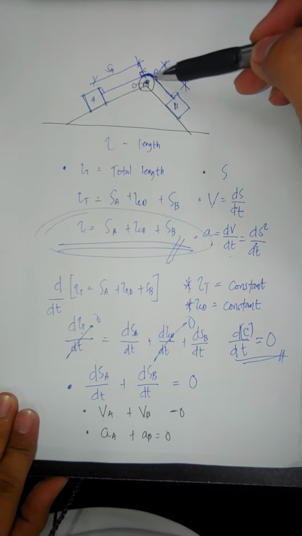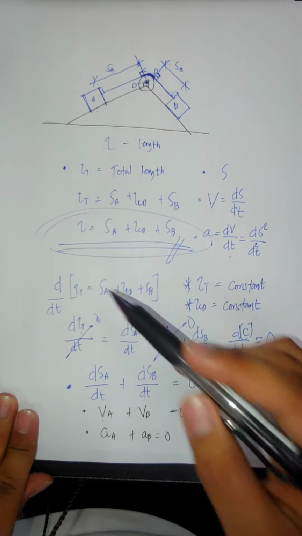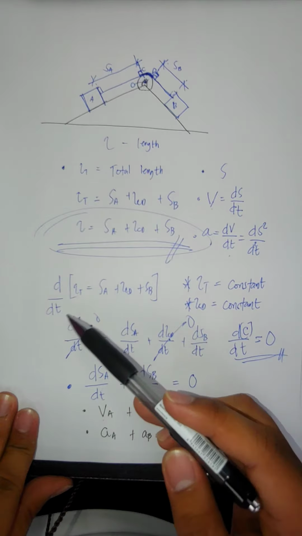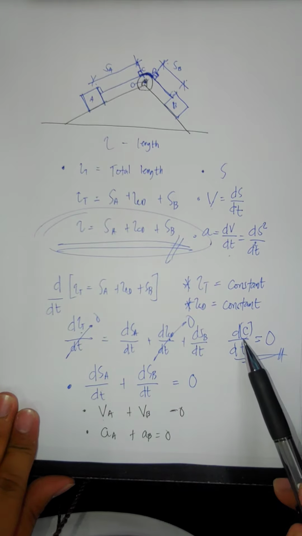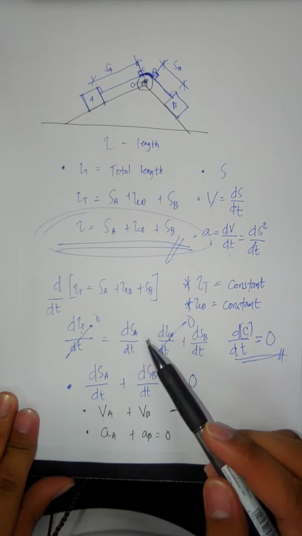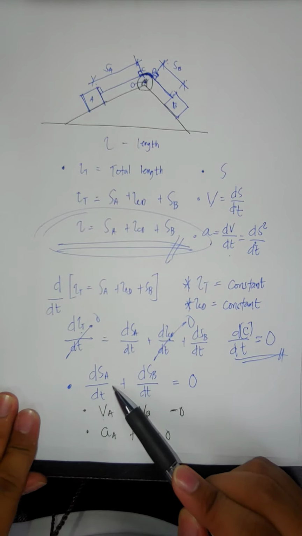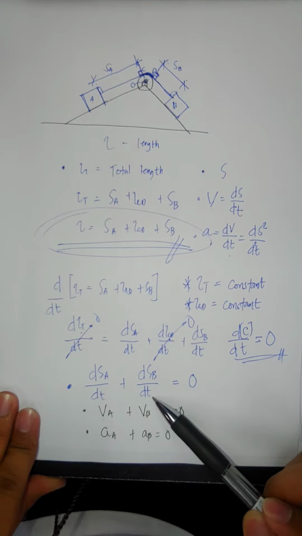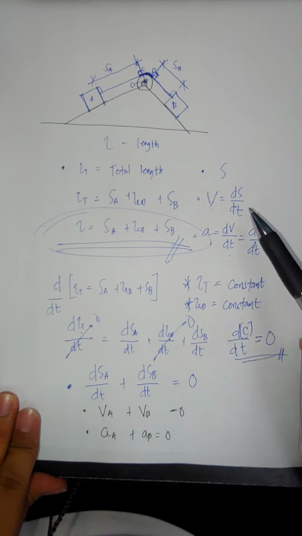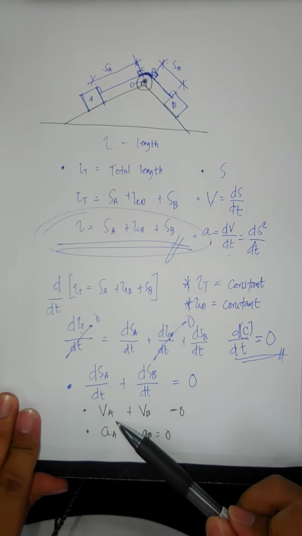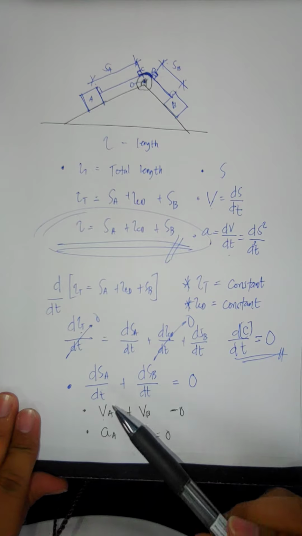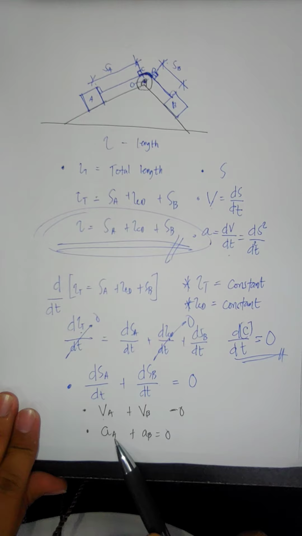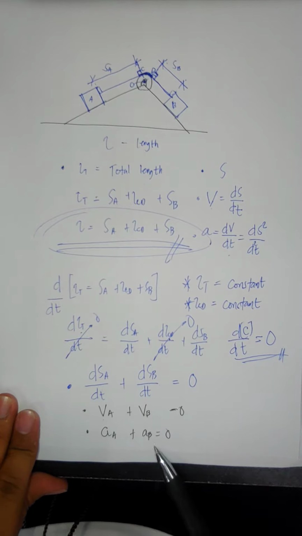And also note that kani siya is constant, and then the total length is constant, and then kung atong i-differentiate ang whole expression with respect to time, so any derivative of constant is always equal to 0. So mao nang we come up with the derivative of the position A with respect to time and derivative of position B with respect to time is equal to 0. Then we know that ds over dt is just the velocity. So velocity A plus velocity B is equal to 0. And kung ato na siya i-differentiate with respect to time, we get the acceleration of A plus acceleration of B is equal to 0.